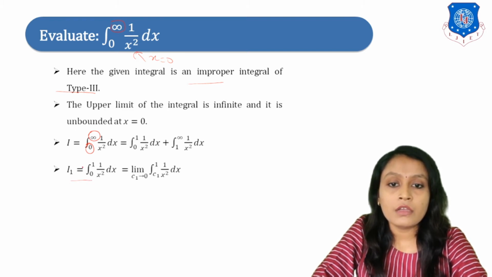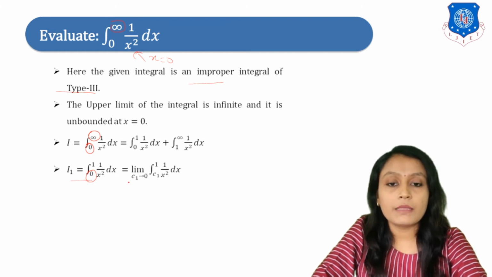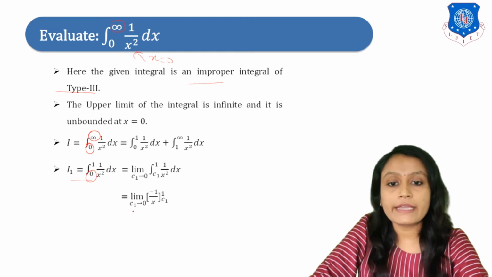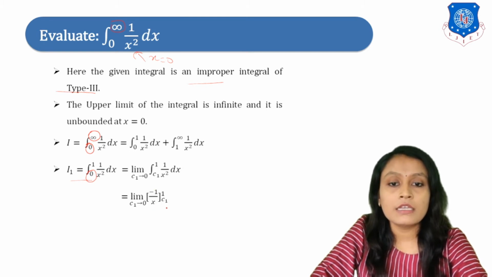Okay. So here we have an infinite answer at this 0. Okay, so what we will do, we will suppose it as c1. So you will get limit c1 tends to 0, integration c1 to 1, 1 upon x square dx. Right? Now we will integrate this. So what will you get? Limit c1 tends to 0, integration of 1 upon x square is what? Minus 1 upon x, and the limits are c1 to 1. Okay. Now we have to substitute the limit. So what will you get?